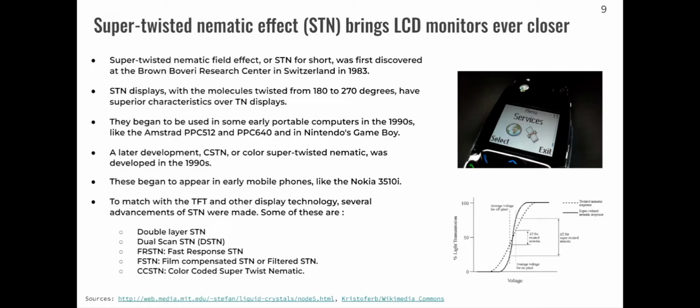So to match with TFT and other display technology, several advancements of STN were made. Some of these are double layer STN, dual scan STN or DSTN, fast response STN or FRSTN, FSTN, which is film compensated STN or filtered STN, and finally the CSTN, which is color coded super twisted nematic. With the development of TFTs and the introduction of OLEDs, the usage of STN LCDs has reduced a lot.